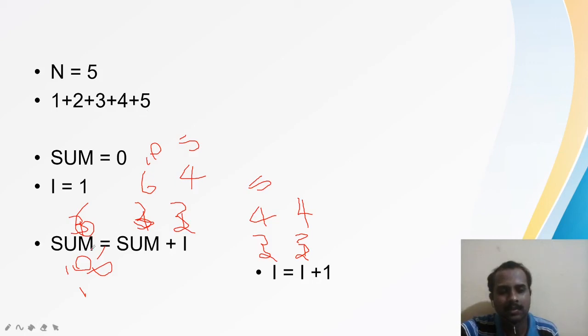So if you remember properly, this sum is equal to sum plus I and I is equal to I plus 1 were repeated around 5 times. The same two lines are repeated 5 times.